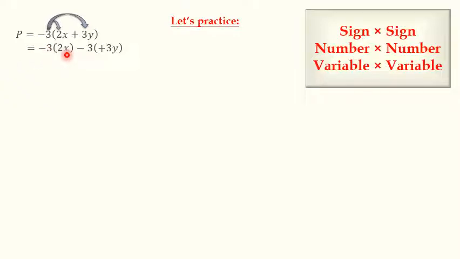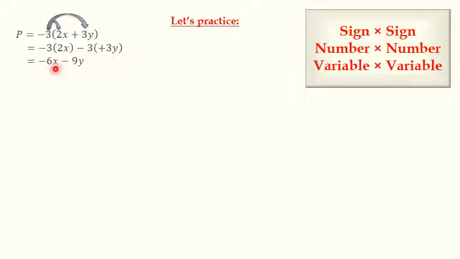Here we have minus 3 times 2x: minus times plus, it's minus, and 3 times 2 is 6, and we write down the x. Again, minus times plus, it's minus. 3 times 3 is 9, and we have y.